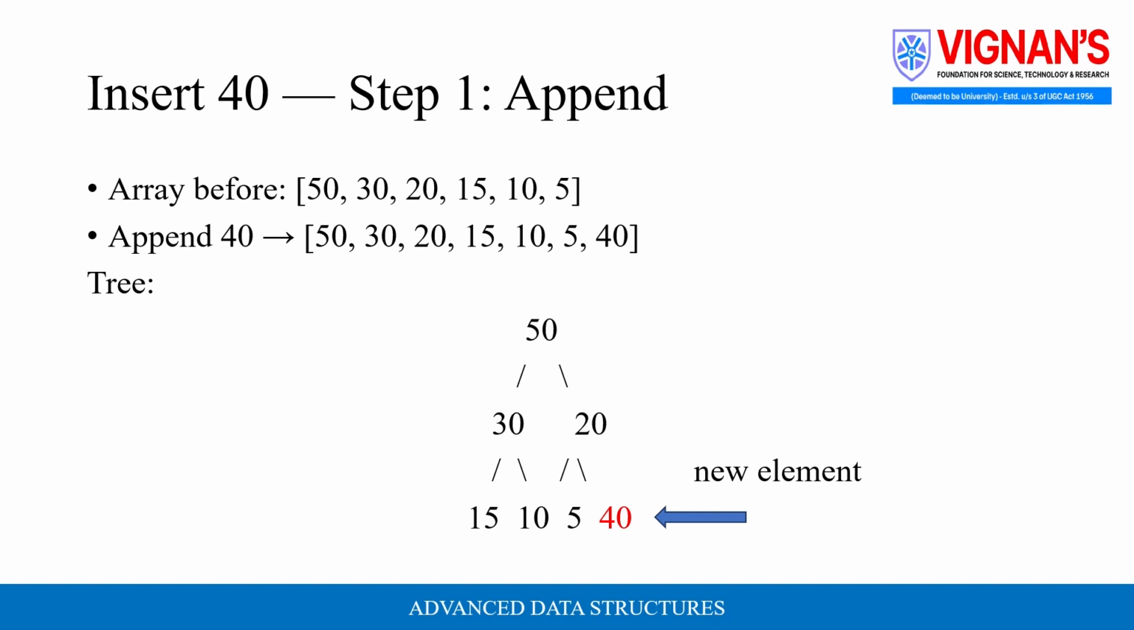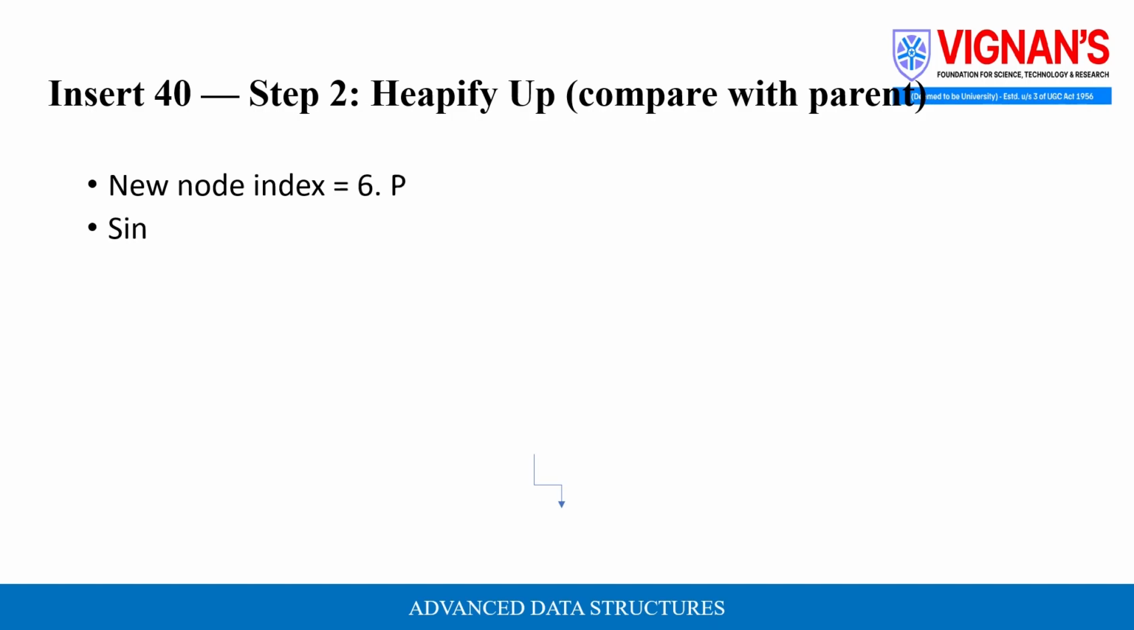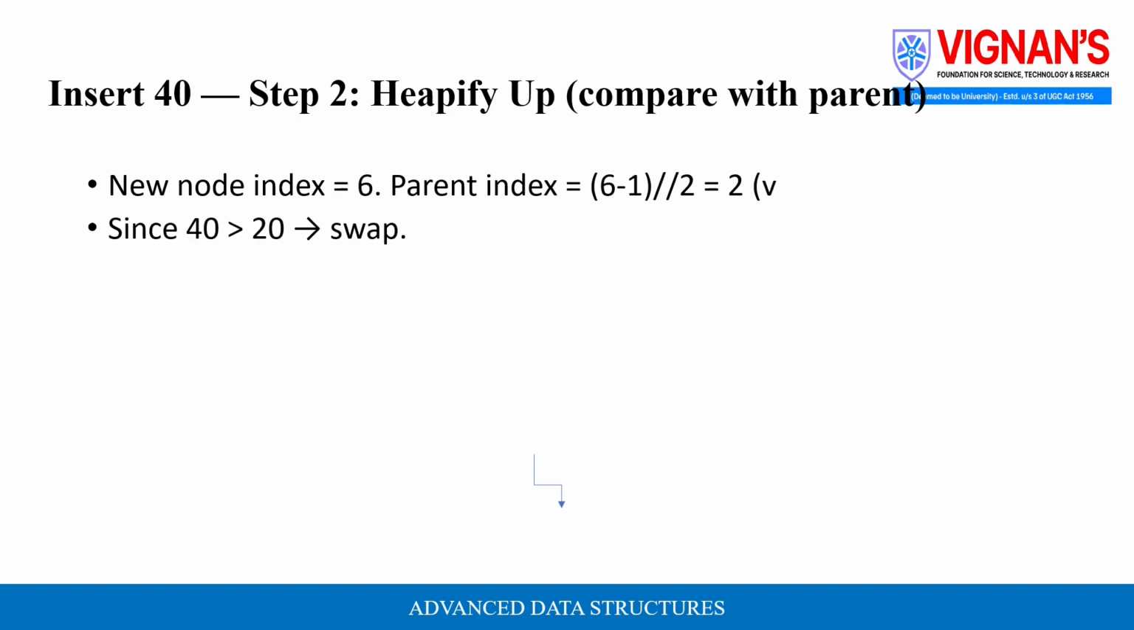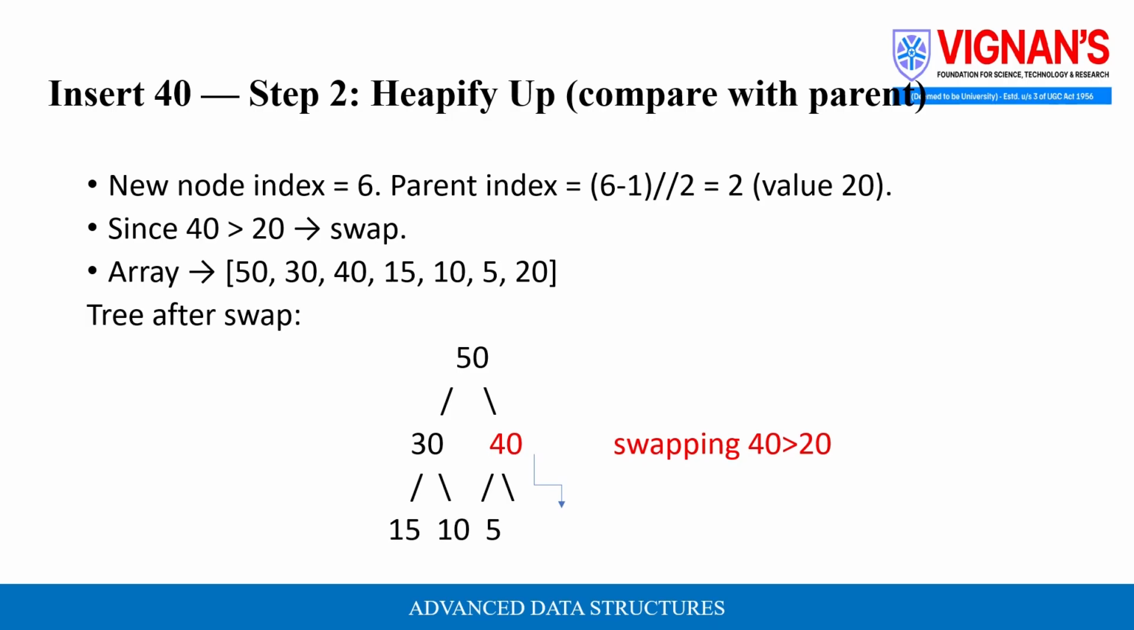Now, 40 is at index 6. Parent index equals (6 minus 1) divided by 2 equals 2, whose value is 20. Since 40 is greater than 20, we swap them. New array: 50, 30, 40, 15, 10, 5, 20. Tree: 50, with children 30 and 40, and below them 15, 10, 5, 20.